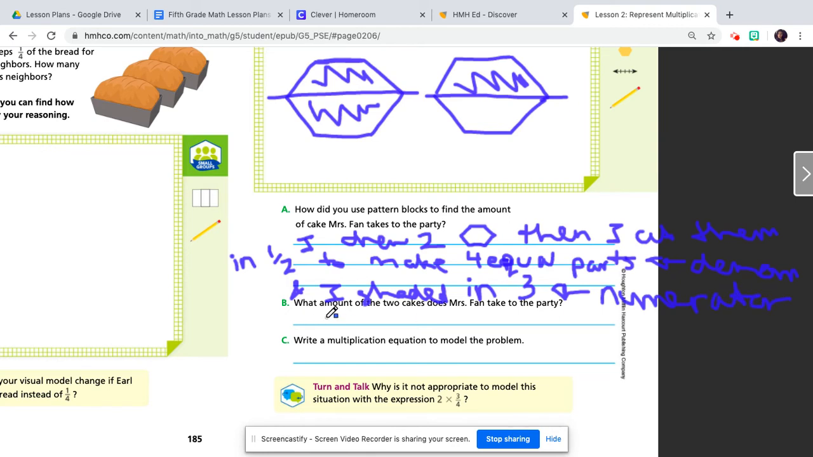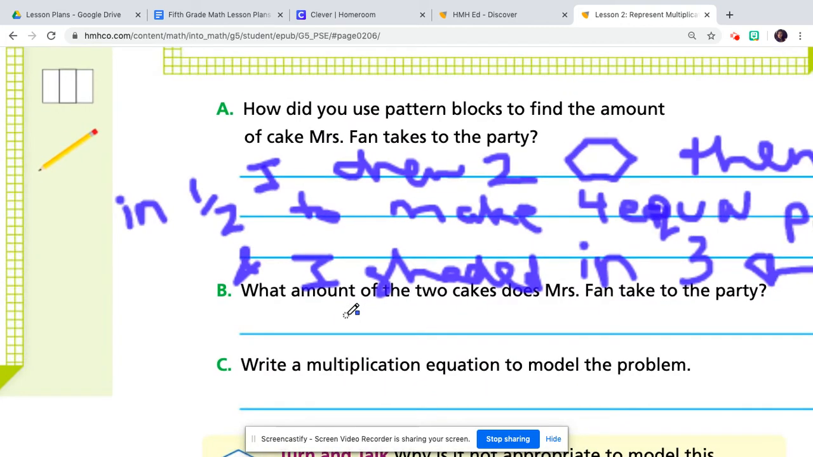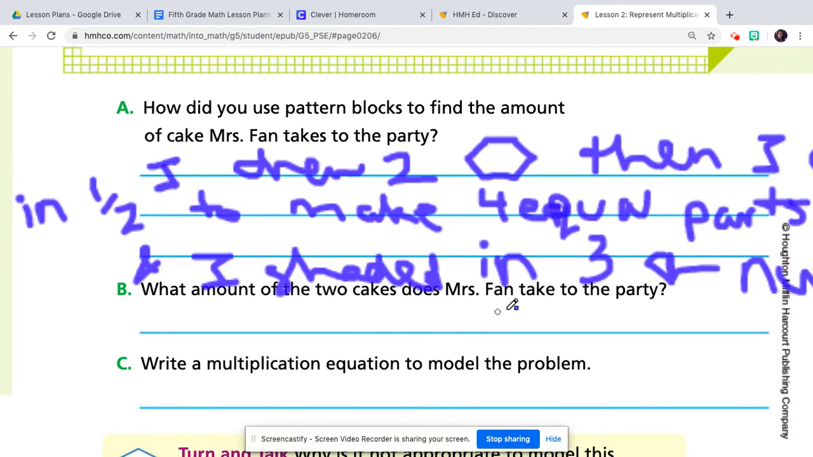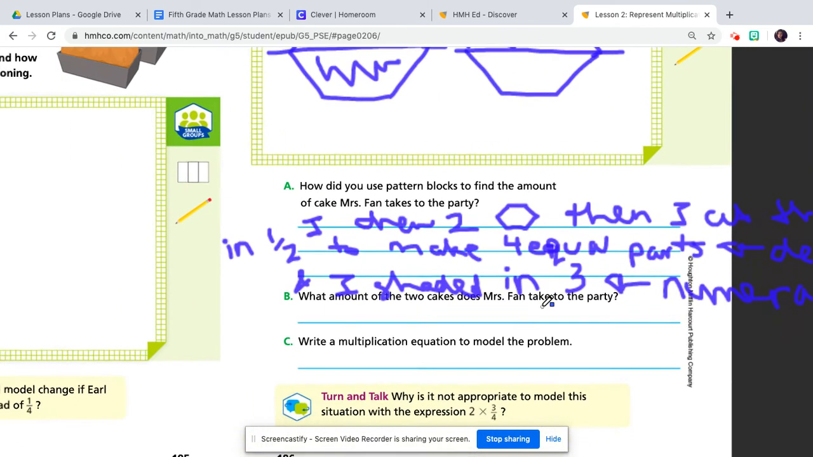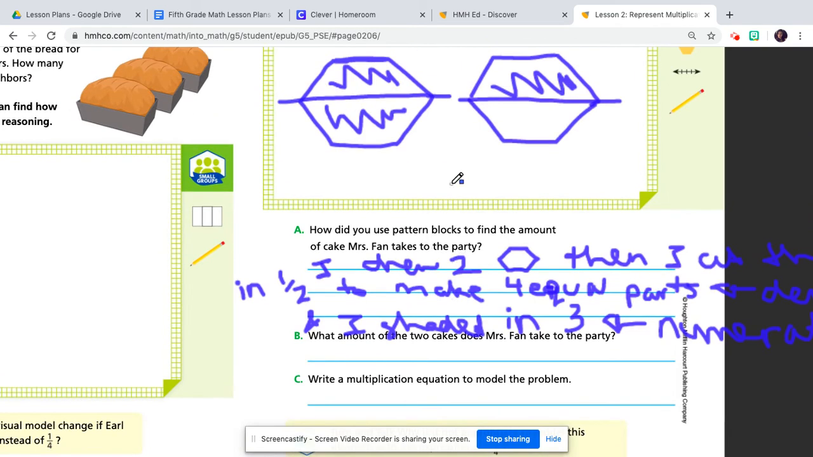Okay, so now for part B, it wants to know what amount of the 2 cakes Mrs. Fan takes to the party. So what was the amount of the 2 cakes that she takes? Well, she took 1, 2, 3 of the halves. She took 3 halves, or I could say she took 1 whole and a half. There's 2 ways to say that.